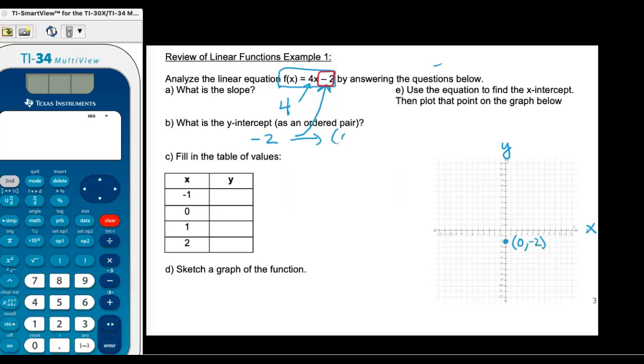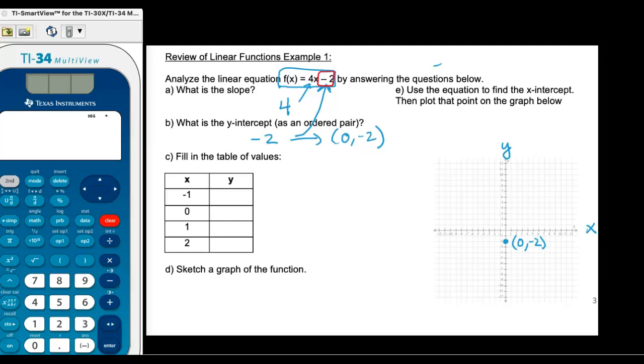So we'll just write 0, -2. So now to graph the equation, what we're going to do is pick some values for x, and they're picked here for us in this table. We've got -1, 0, 1, and 2. We're going to plug them into the equation for x and find y, and then we're going to plot those coordinate values, or those coordinate pairs.